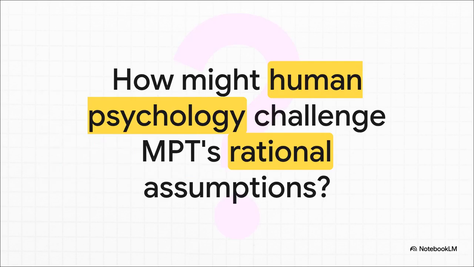And that leaves us with one final thing to chew on. MPT is this amazing, powerful framework for a perfectly rational world. But we don't live in a perfectly rational world, do we? So how do real things like market crashes or just plain old human greed and fear, how do all those messy psychological quirks challenge the neat and tidy assumptions of this theory? That's a great question to think about.